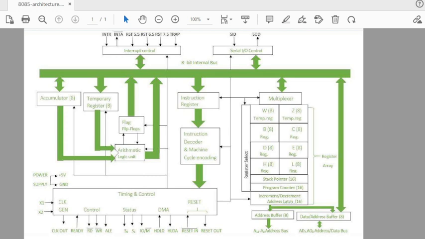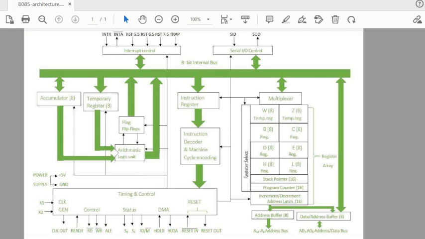Then there is a flags. There are 5 flags in a basic microprocessor or 8085 microprocessor. These 5 flags are sign flag, parity flag, auxiliary carry flag, zero flag, and one more is there. Then there is a instruction register which stores the particular instruction under execution.